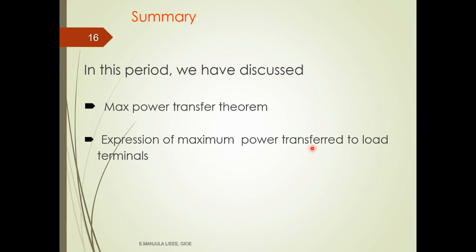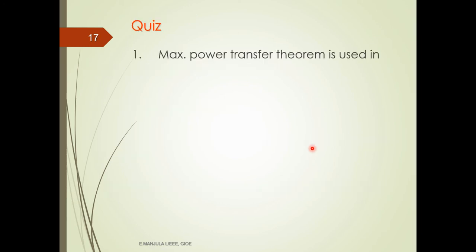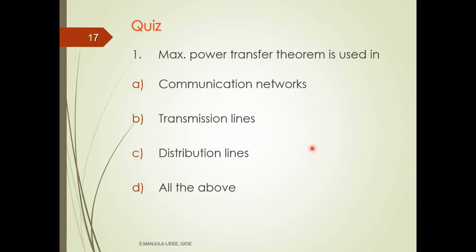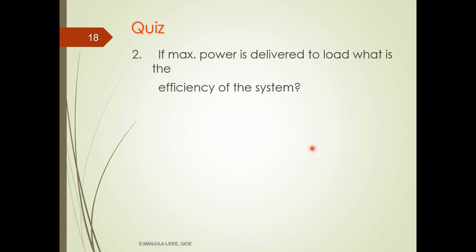We have discussed the expression for maximum power transfer to the load, what the current and power are when power transfer is maximum, and also the efficiency and the application. It is not suitable for transmission and distribution, but rather for communication networks. As a quiz point, the maximum power transfer theorem is used for communication networks, and when maximum power is delivered to the load, the efficiency is 50%.